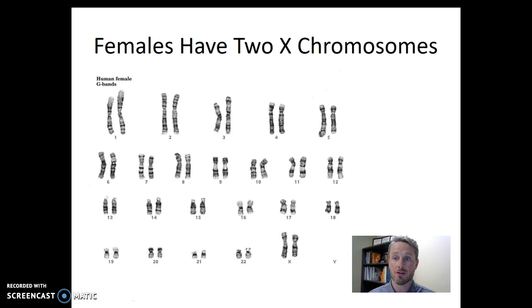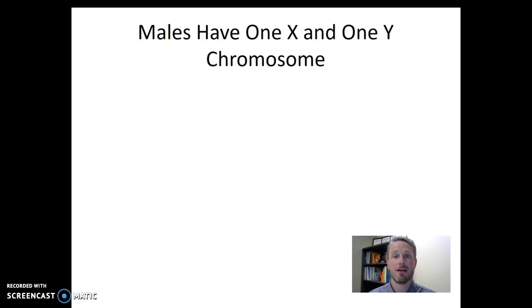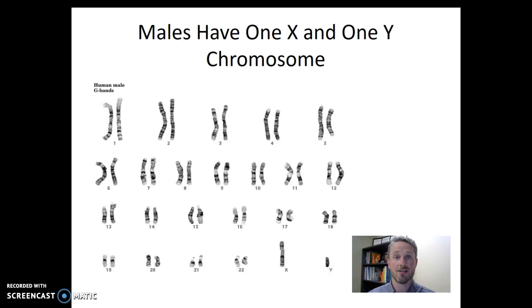If females have two X chromosomes, males are different. Males have one X chromosome and one Y chromosome. Here's the same kind of karyotype image, but this one was generated from a male. Again, chromosome 1, we can see the two copies up here, chromosome 2, and if we go all the way to the end, we see one X chromosome and one Y chromosome. So we know that this sample came from a male donor.